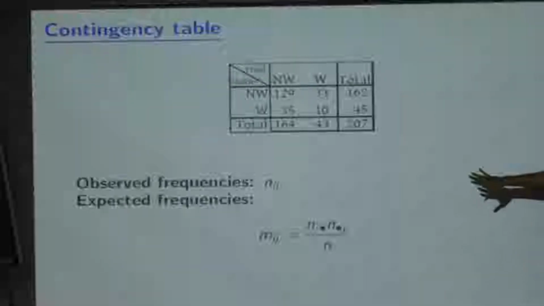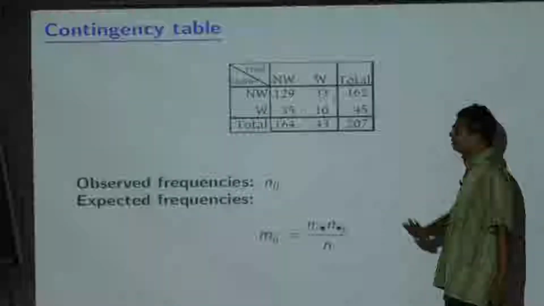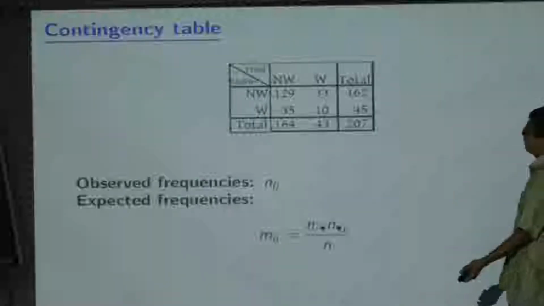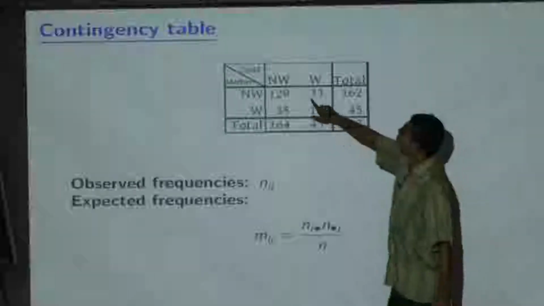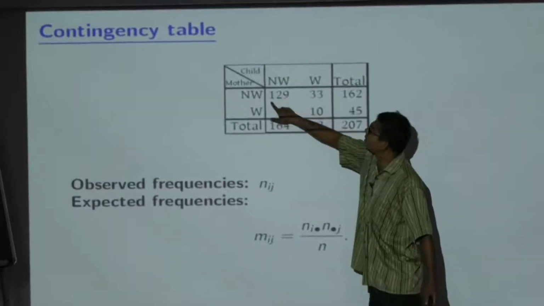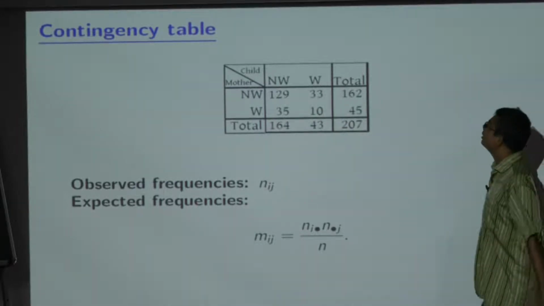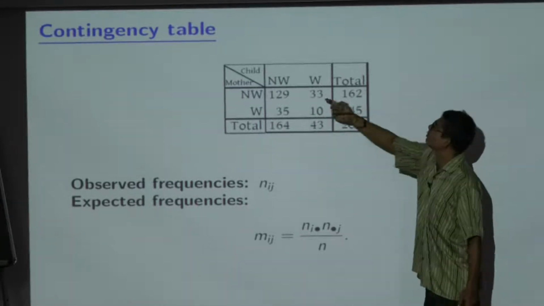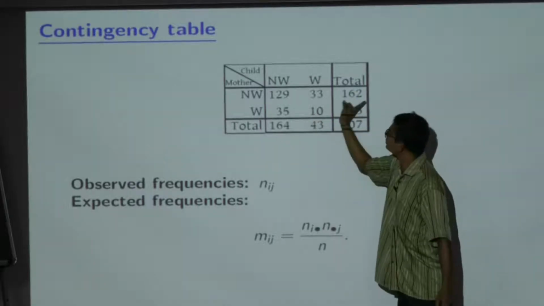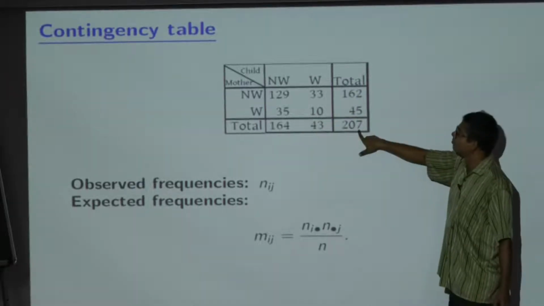Mij is ni dot n dot j by n. Let me very quickly explain. That's a very standard thing. Suppose I want to find out what is the expected number that I will expect if there is no association. You just take this number, the row sum, the corresponding column sum, multiply and divide by 207.